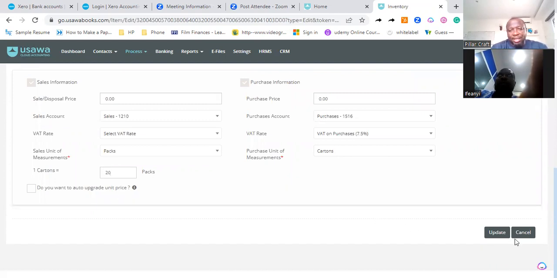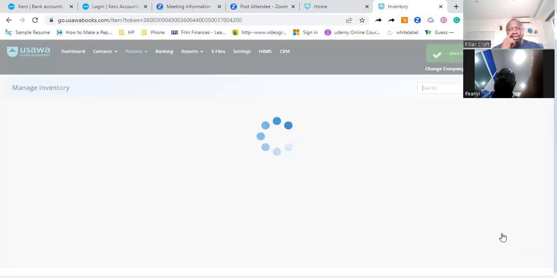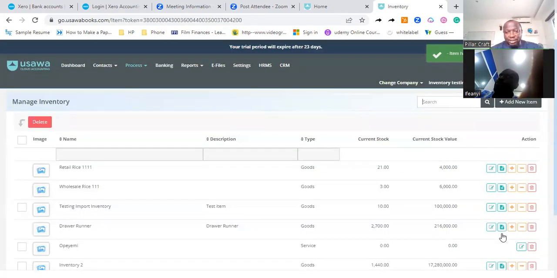Okay, let me update it, and then let's redo what we did that time so that you see it. Do you understand? You understand the concept, Abi? Do I need to redo it? Yes, I understand. No, I understand. This second one now, 1 carton is supposed to be 20 packs. Yes, it's supposed to be 20 so that it will reflect. Yes, it will reflect. Excellent.